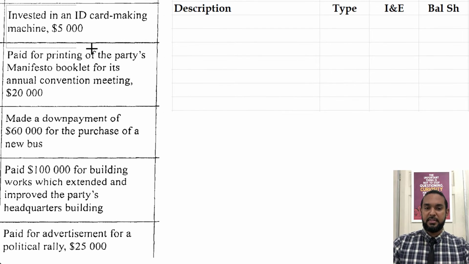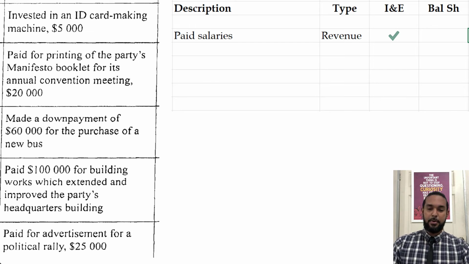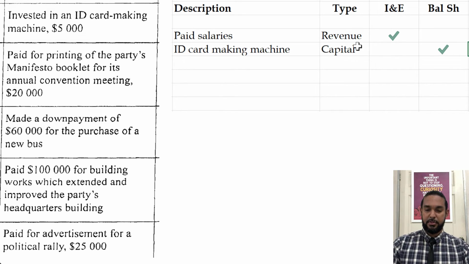Okay, so the first thing says invested in an ID card making machine 5,000. So an ID card making machine to me sounds like a non-current asset. And as such, that would be classified as capital expenditure. Sorry, that was the example, right? So let's go to the next one. So that would be classified as capital expenditure, and that would end up in the balance sheet, right?